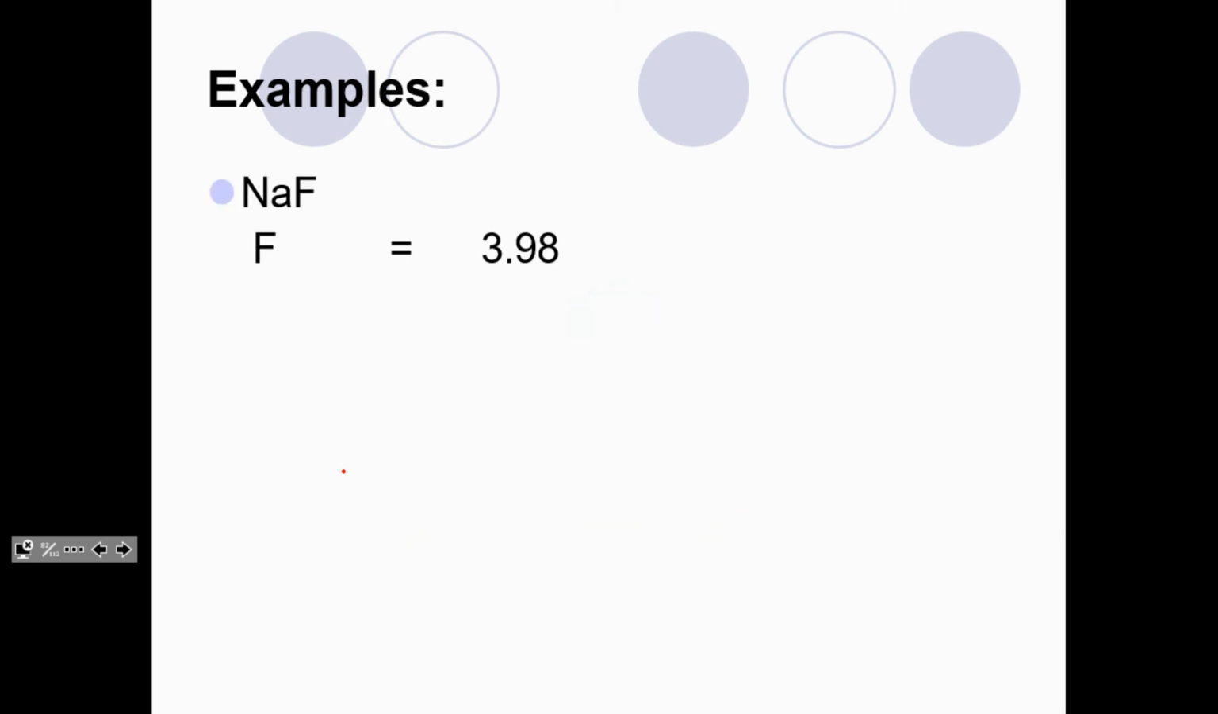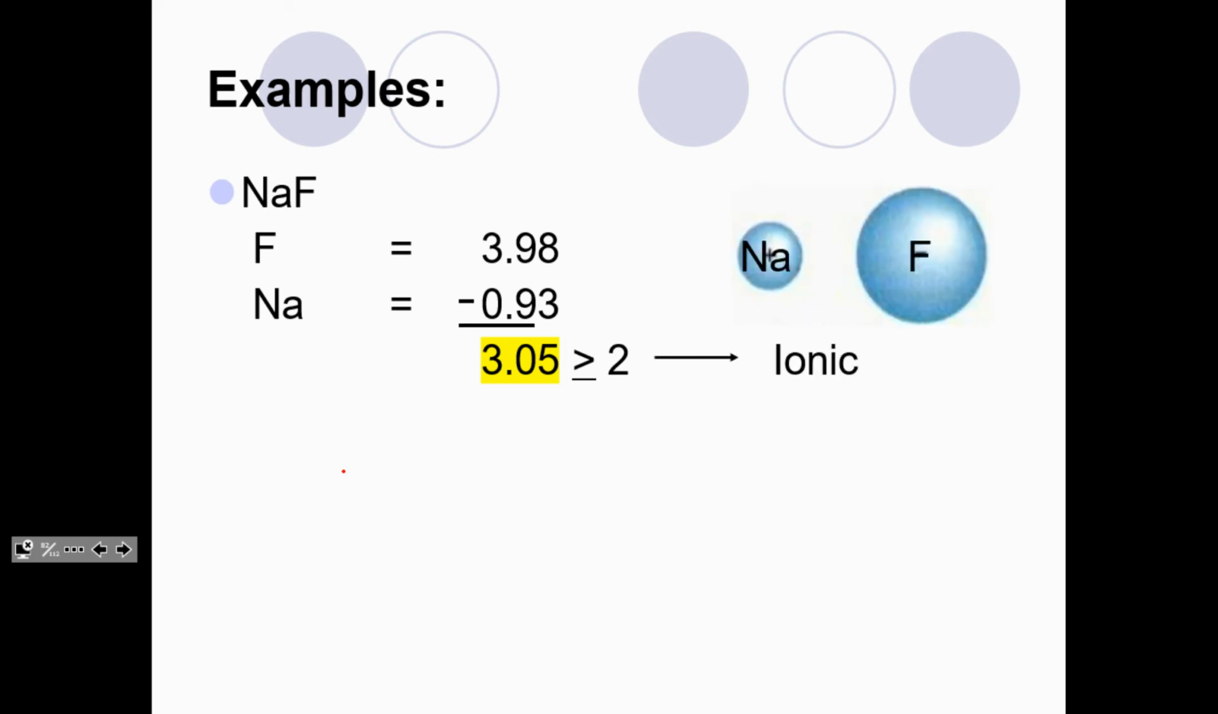Next example would be NaF. Fluorine is the most electronegative. We get 3.98. Sodium is 0.93. When we take the difference, we get 3.05, and that is greater than or equal to 2, which means it's an ionic bond. So we have complete separation, and we have formed two ions, Na plus and F minus. This is when we would show the transfer of electrons from one to another.